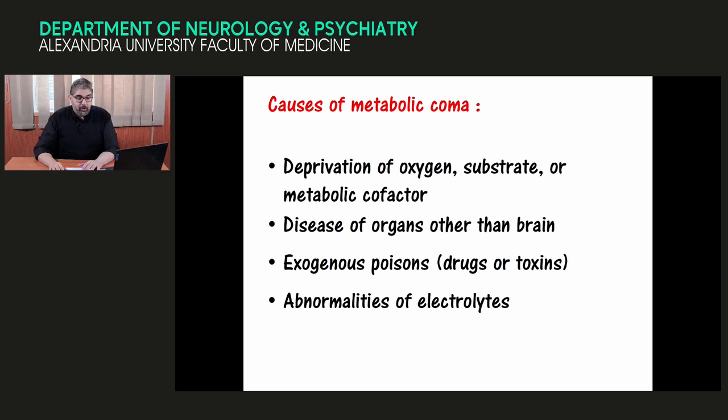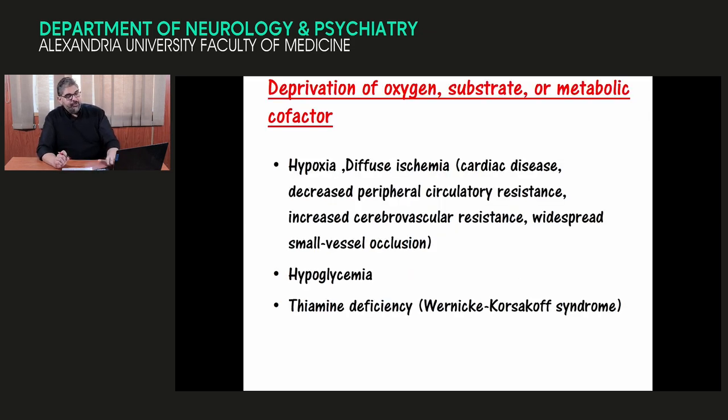The causes of metabolic coma may be categorized under these four items or issues. It may be caused by deprivation of oxygen and metabolic cofactors. It may be due to disease of organs rather than the brain. It may be due to exogenous poisons, either drugs or toxins. It may be actually due to abnormalities in electrolytes. Let's mention some examples for each of these titles.